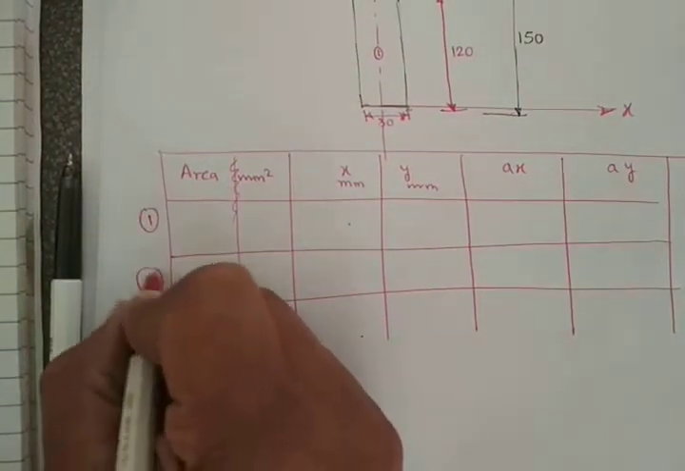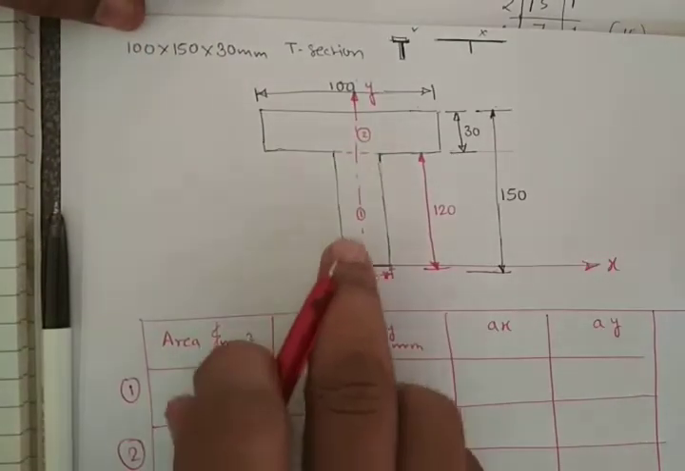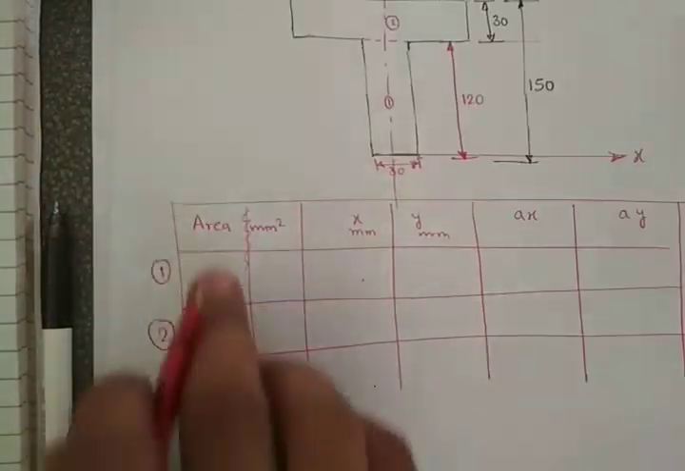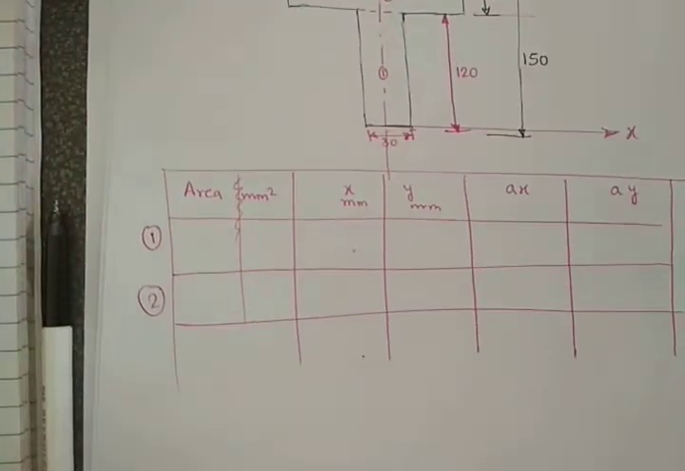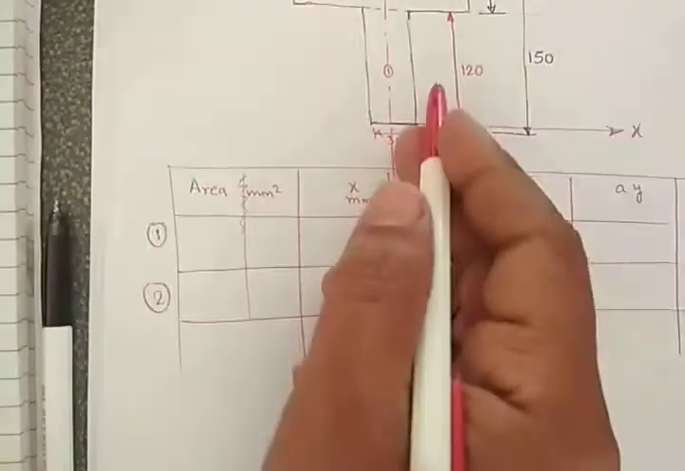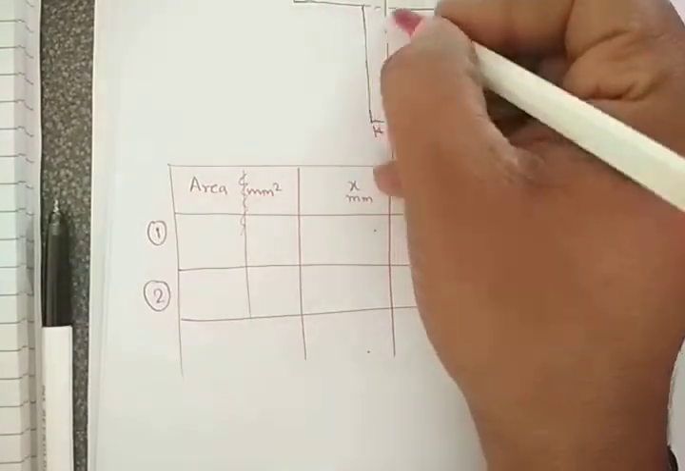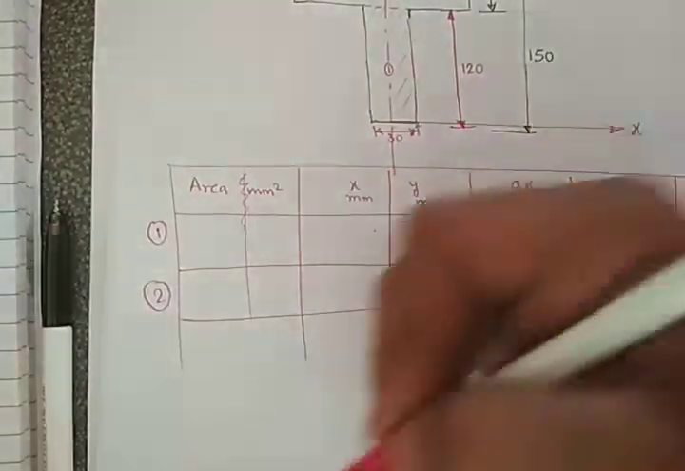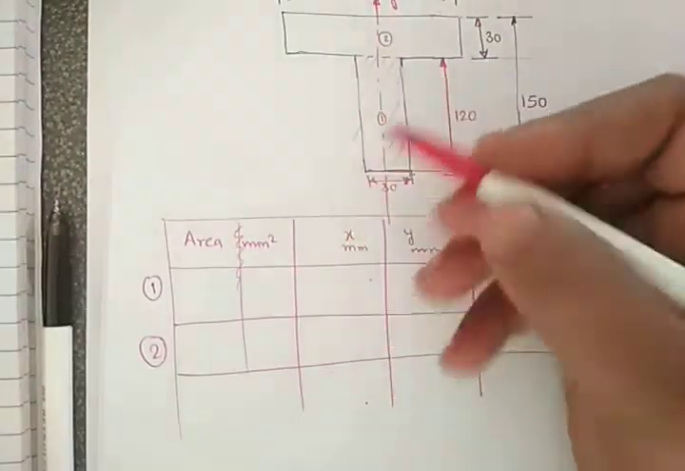How many sections are present in this figure? 1, 2. Only 2 sections are present. So 1 and 2 only, the rows I'll maintain. Okay. Then what is the area of the first section? This section. How to find the area of the first section?